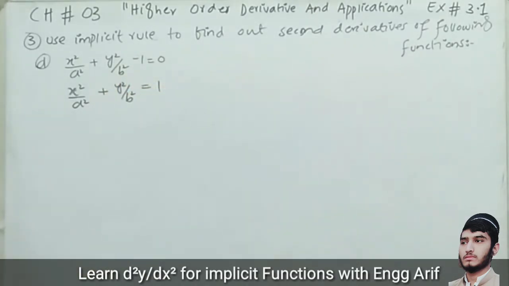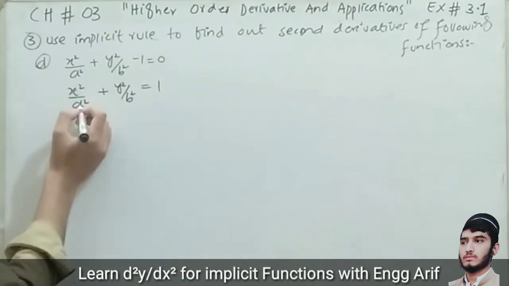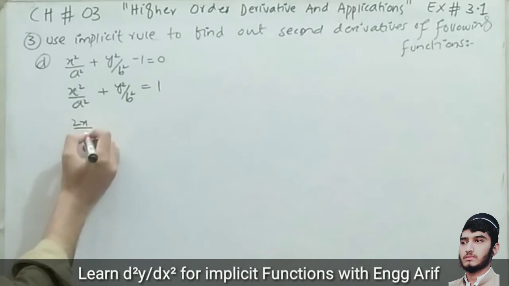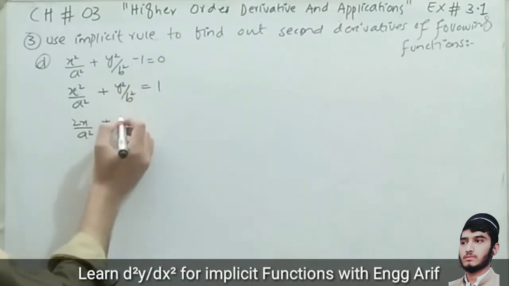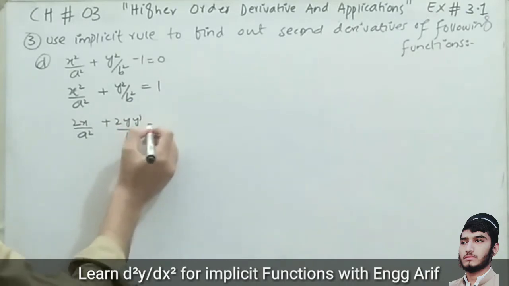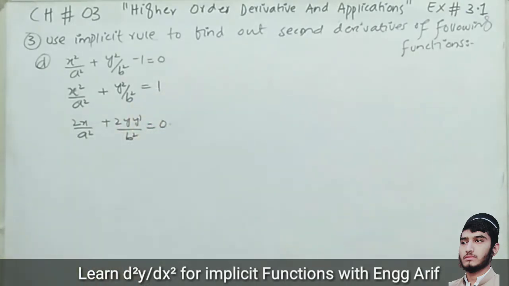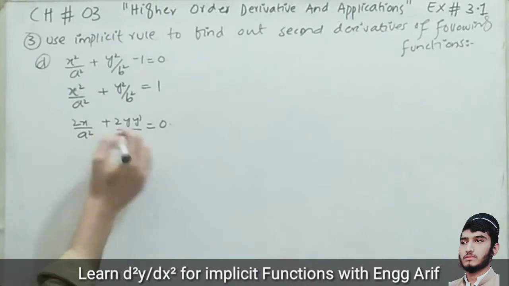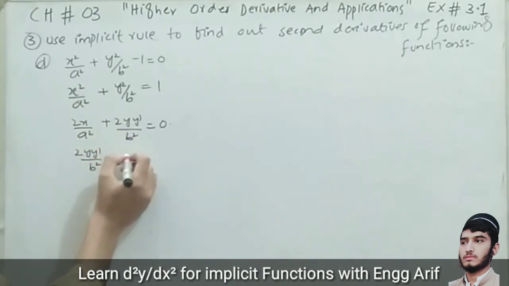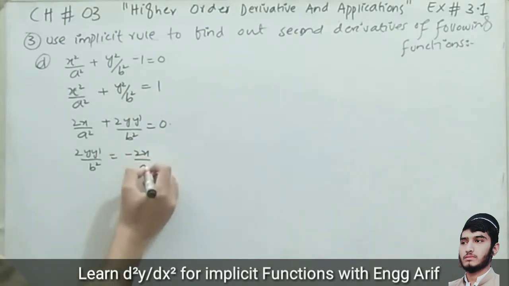This is an implicit function. Now differentiate with respect to x. 1 over a square is a constant, and the derivative of x square is 2x divided by a square, plus the derivative of y square, which will be 2y y dash, because b square is a constant, equal to the derivative of a constant, which is 0. Now shift 2x by a square to the right hand side, so it becomes 2y y dash by b square equal to negative 2x by a square.